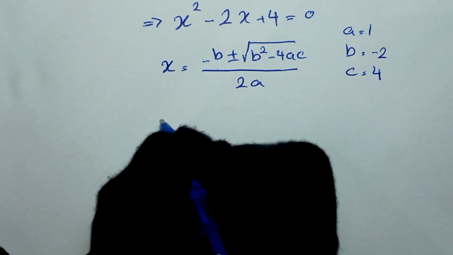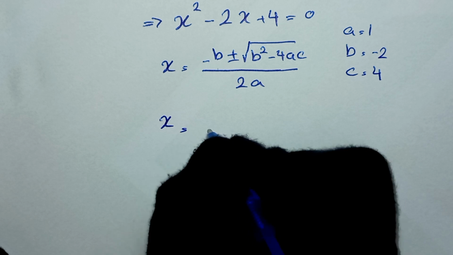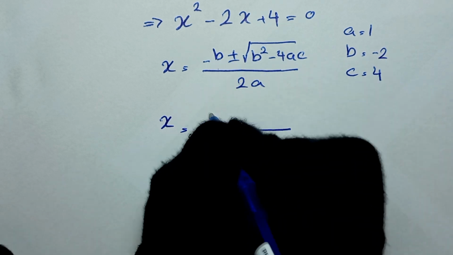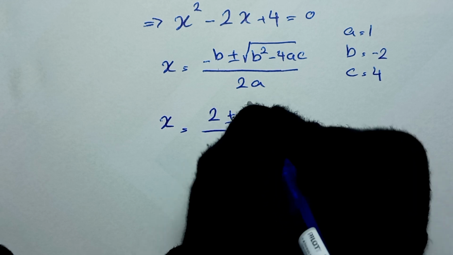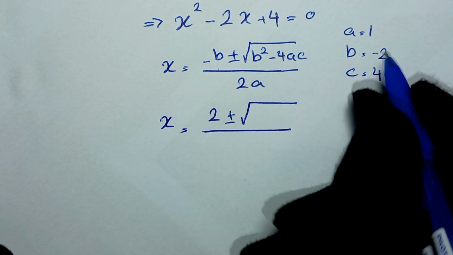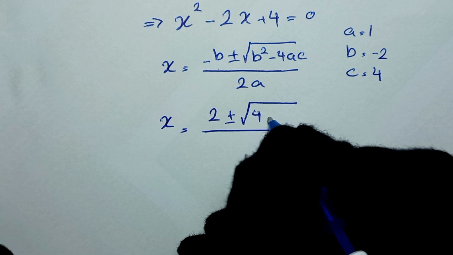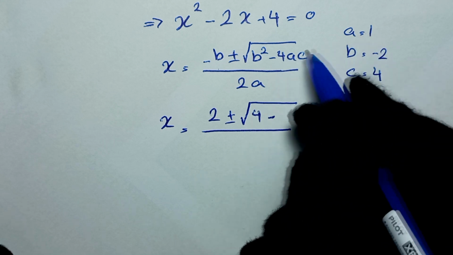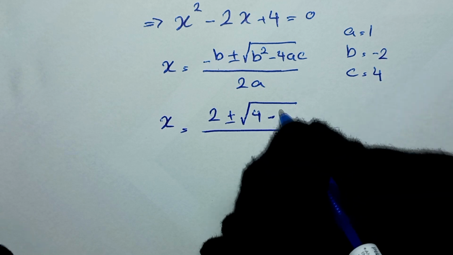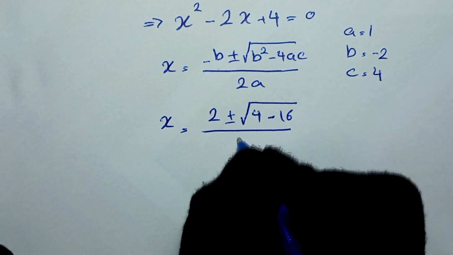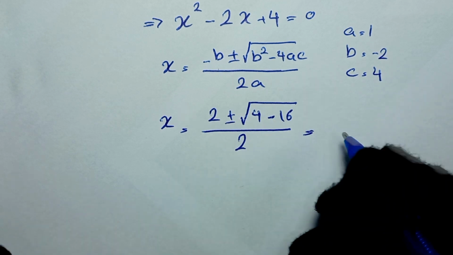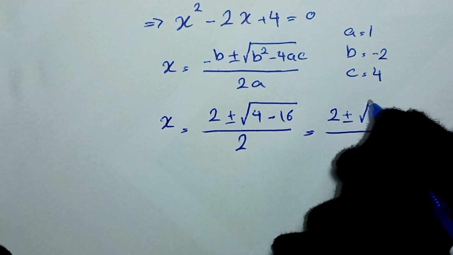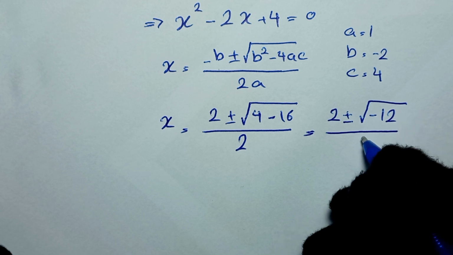So here x is equal to negative b, negative 2 is positive 2, plus or minus the square root of b squared, negative 2 squared is 4, minus 4 times a is 1, so 4 times 1 is 4, and times this 4 is 16, over 2a is 2. From here it will be 2 plus or minus square root of negative 12 over 2.